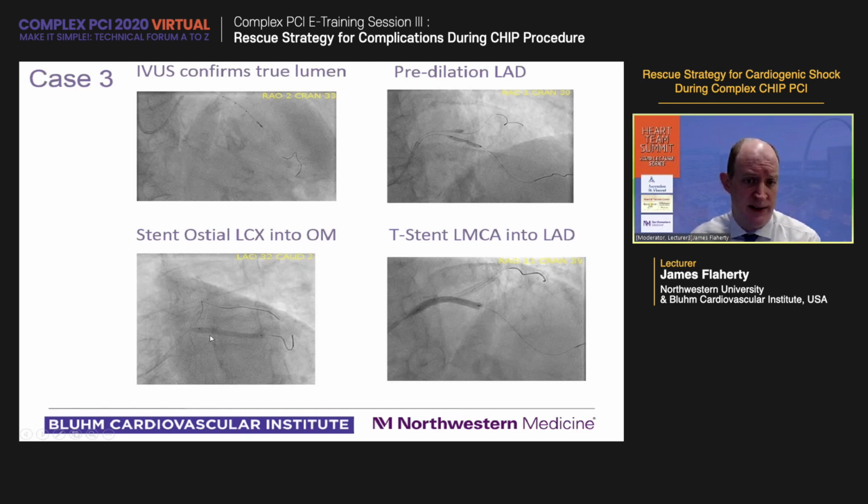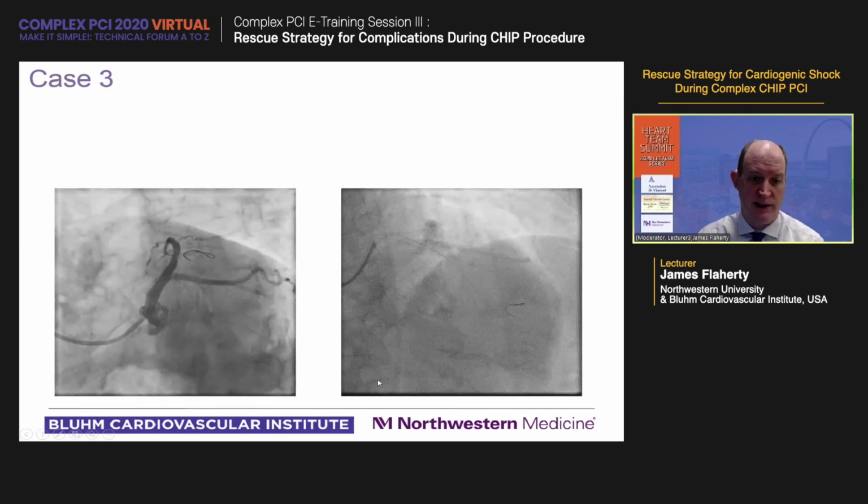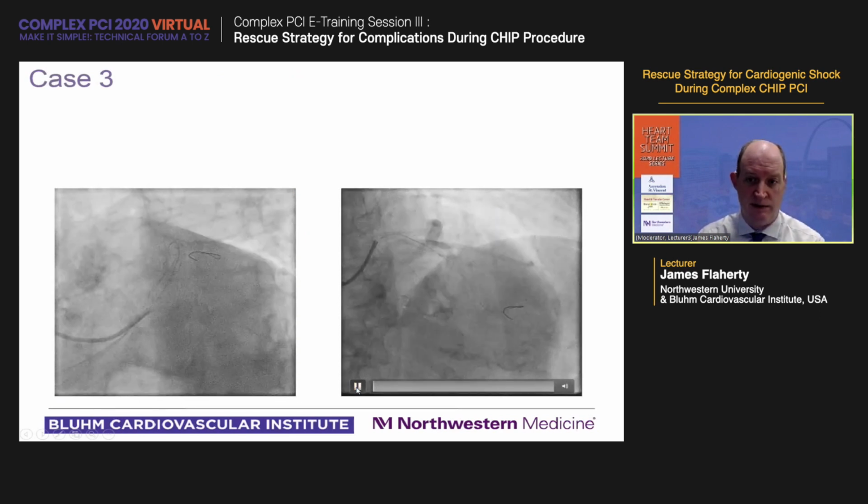Put a stent in the ostial circ to the OM, then did a T stenting from the left main to the proximal LAD, added a second stent, POT'd, re-IVUS'd, optimized everything. Here's the final angiographic result. You can see the residual dissection, the wall hematoma.